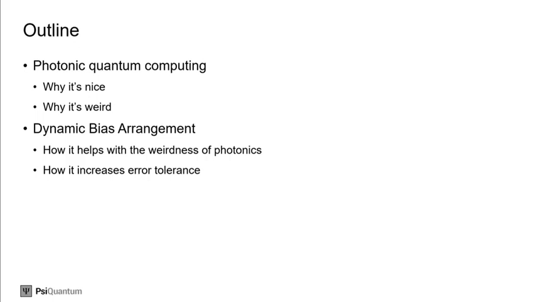This is an outline of my talk. I'll be talking about photonic quantum computing, which is the platform that we work with at PsiQuantum. I'll be talking about why it's a nice platform for quantum computing, but then I'll also talk about why it's a weird platform for quantum computing. There are certain idiosyncrasies that photonics has, but thankfully, the weirdness of photonic quantum computing can be solved by certain theoretical tricks, which include dynamic bias arrangement, which is what I'll be talking about today.